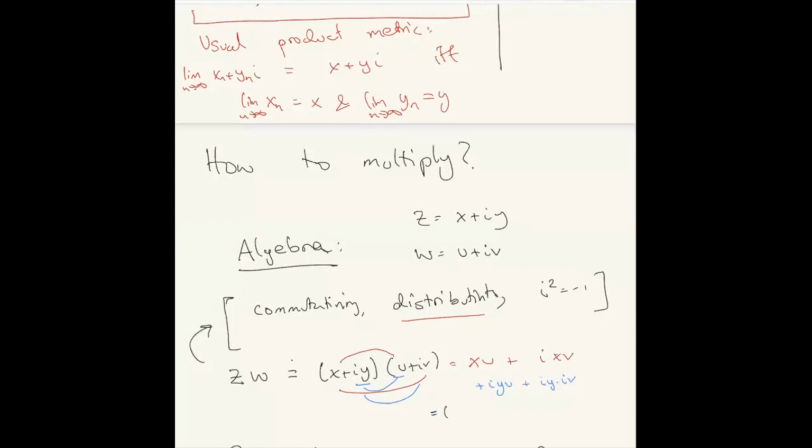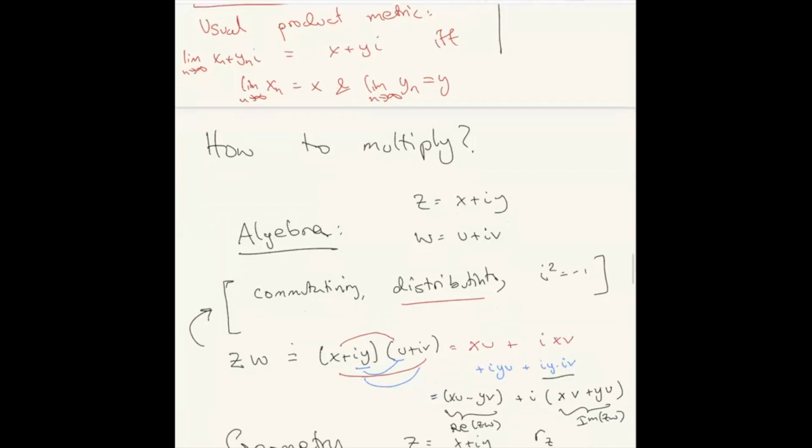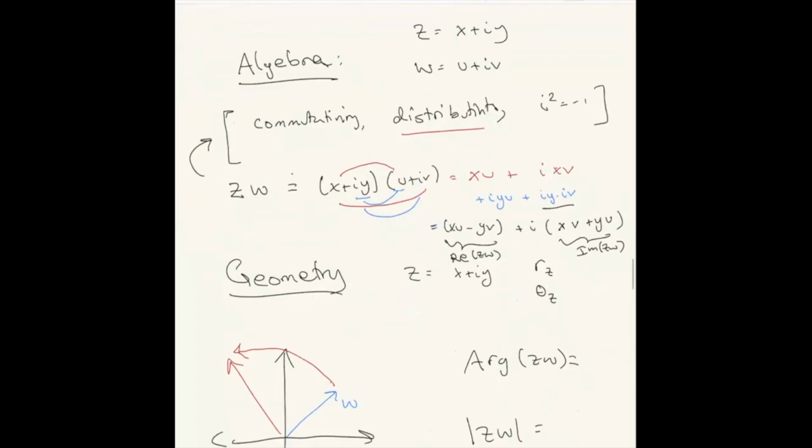Well, we get xu, and then i squared is -1, so this is minus yv. This is the real part of the product. And then the imaginary part would be, we collect the factors of i, xv plus yu. This would be the imaginary part of the product. So this is the algebraic way of looking at multiplying two complex numbers. But there's a geometric way that is much more suggestive.